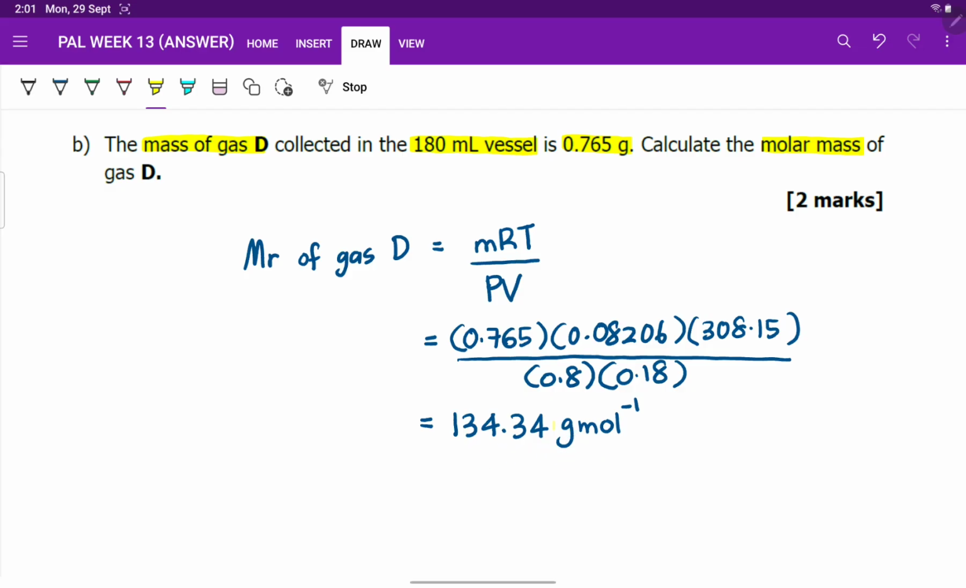Okay, so make sure mesti ada unit yang betul lah dekat sini, gram per mole. So, you're going to have 2 marks over here. So, the first mark is for the substitution and the second mark is for the molar mass with correct unit. Jadi, kalau tak ada unit yang betul dekat sini, tak dapatlah markah yang kedua. So, that will be all for question number 1.